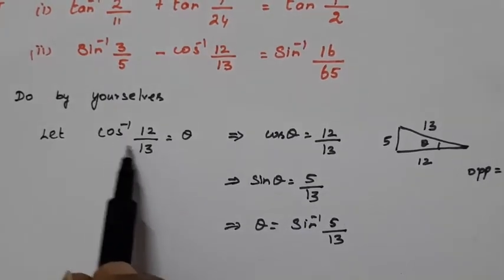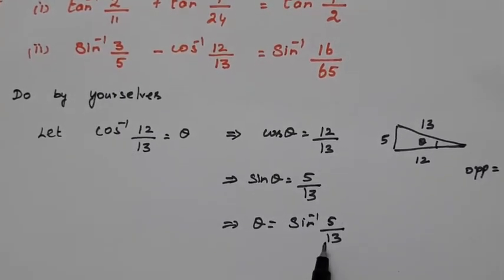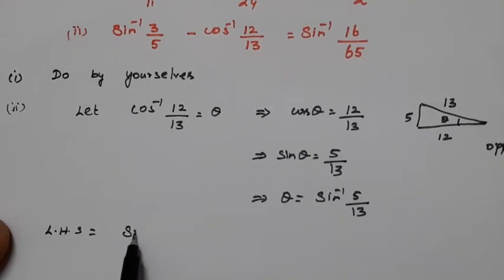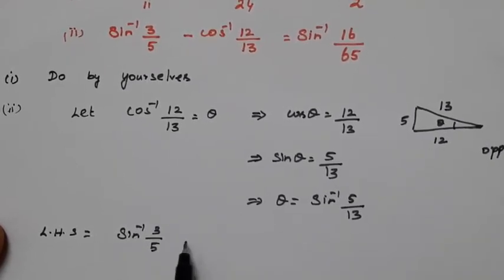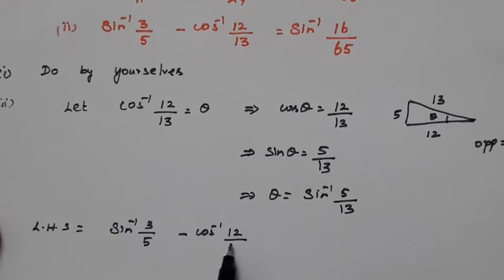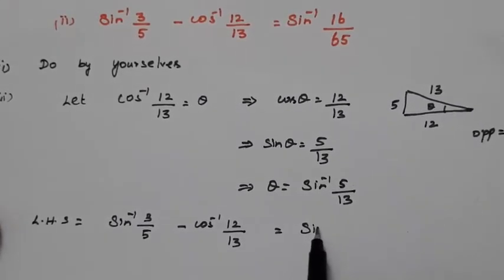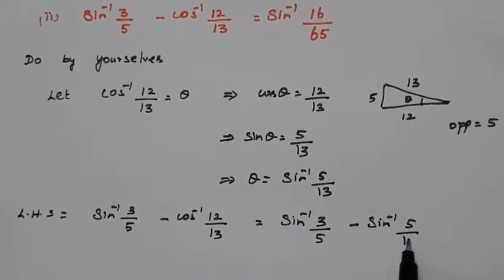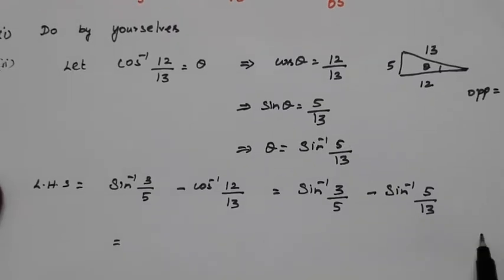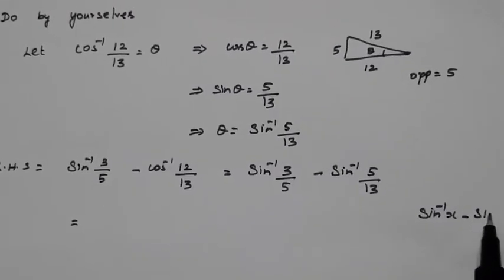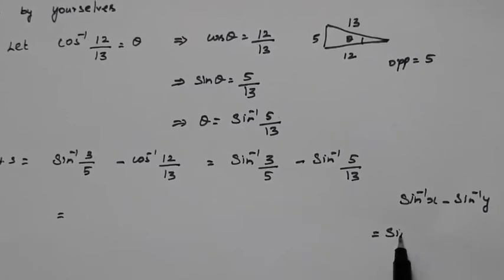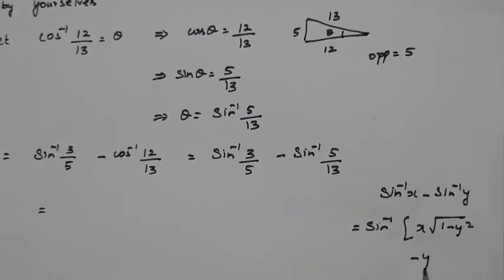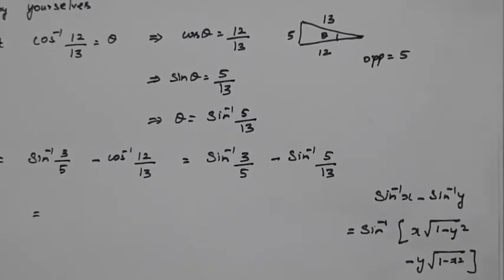So now we can change this cos inverse of 12 by 13 to sin inverse of 5 by 13 in the given problem. So what is the left hand side? Left hand side is equal to sin inverse of 3 by 5 minus cos inverse of 12 by 13. That is equal to sin inverse of 3 by 5 minus sin inverse of 5 by 13. Okay. Now, what is the formula for sin inverse of x minus sin inverse of y? That is equal to sin inverse of x into root of 1 minus y squared minus y into root of 1 minus x squared.